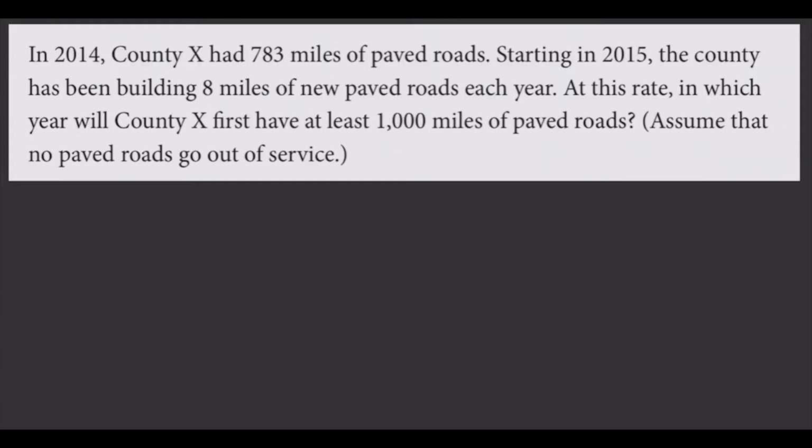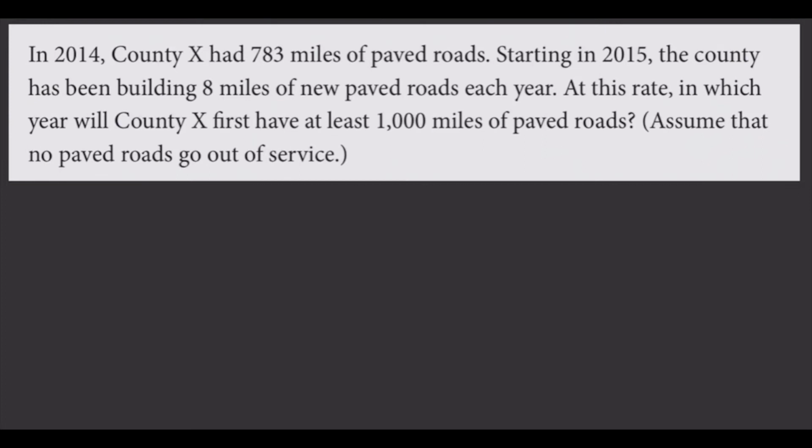Question number 3. In 2014, County X had 783 miles of paved roads. Starting in 2015, the county has been building 8 miles of new paved roads each year. At this rate, in which year will County X first have at least 1,000 miles of paved roads? Assume that no paved roads go out of service.